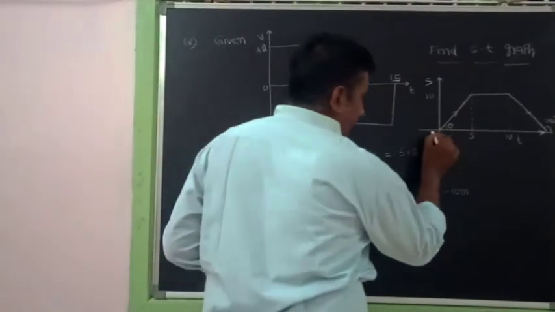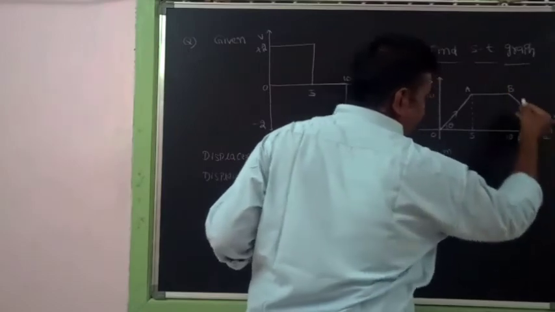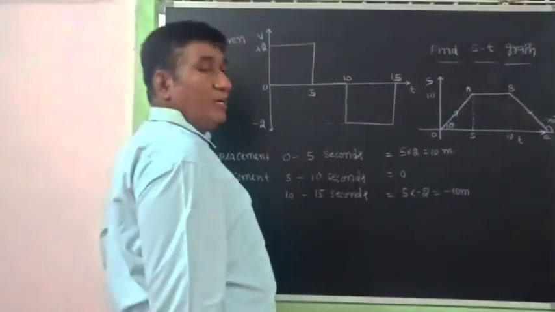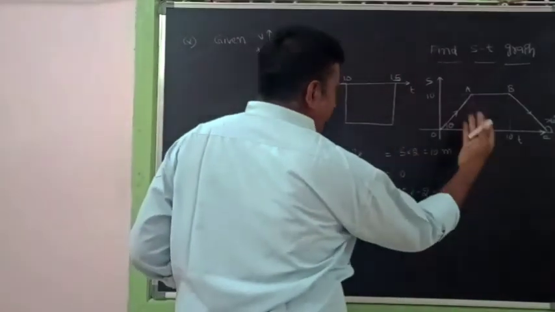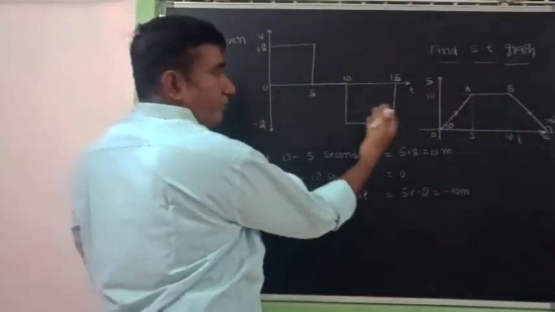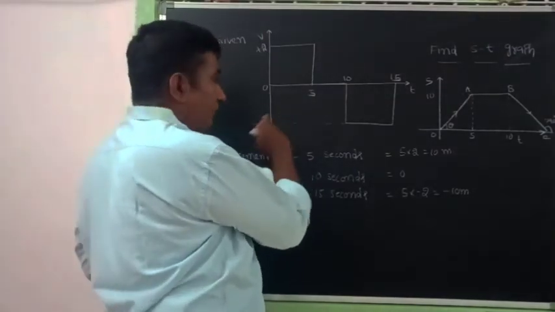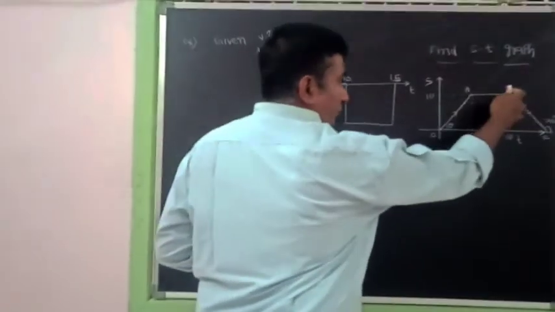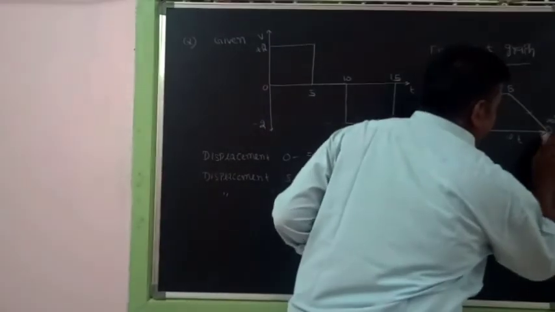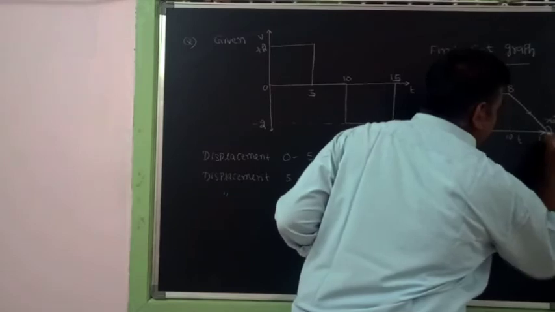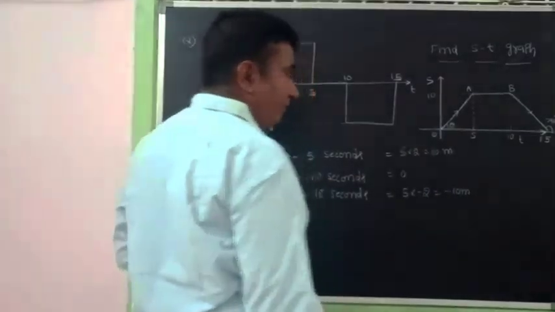So like this I have considered O, A, B, C. I think the first example I said was like this. They have given us a displacement time graph and we must find the velocity time graph, which is the opposite. We have to find the velocity in the time periods 0 to 5, 5 to 10 and 10 to 15. Like this you can find.